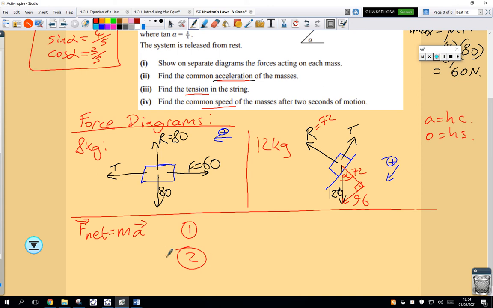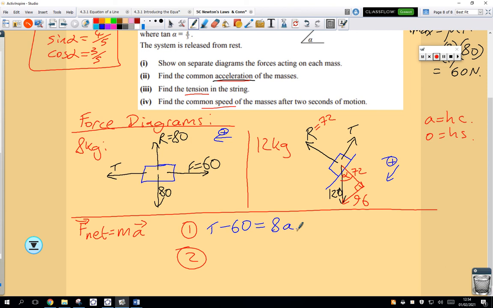So parallel to the plane here, positive force T, negative force 60. So my net force T minus 60 is equal to the mass. Well, the mass we said was 8 kilograms times little a.